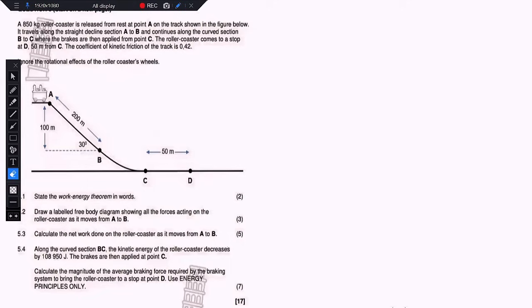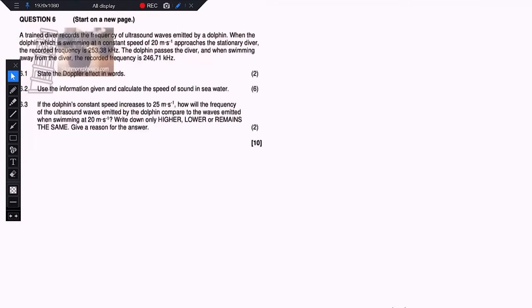Let's now move to question 6, our Doppler effect. All right, so we have question 6 on Doppler effect. It says a trained diver records the frequency of ultrasound waves emitted by a dolphin when the dolphin, which is swimming at a constant speed of 20 meters per second, approaches the stationary diver. The recorded frequency is 253.38 kilohertz. Note that this is not in the desired SI unit. We normally have our frequency in hertz, not kilohertz, so we still need to multiply this by 1000.